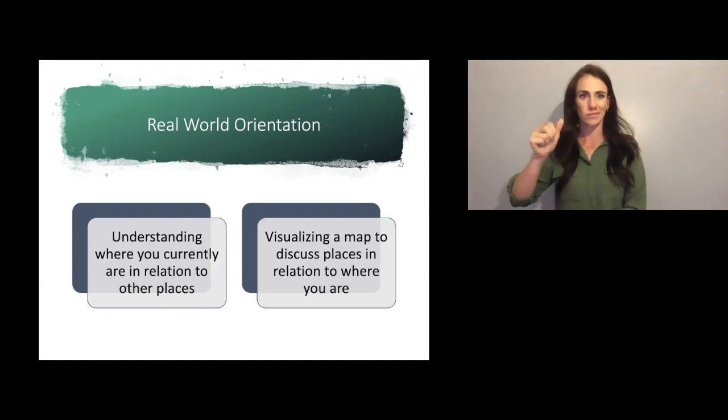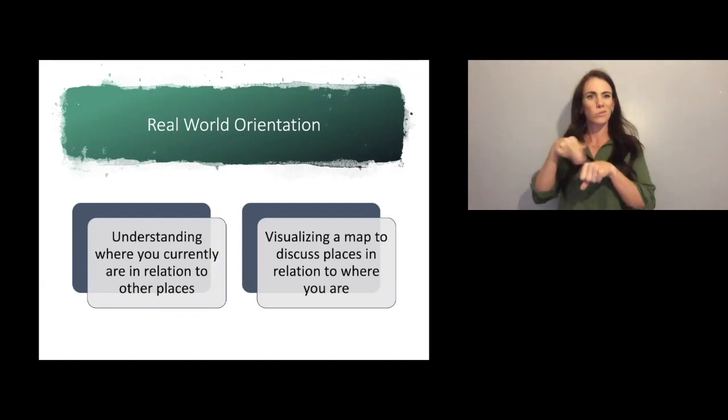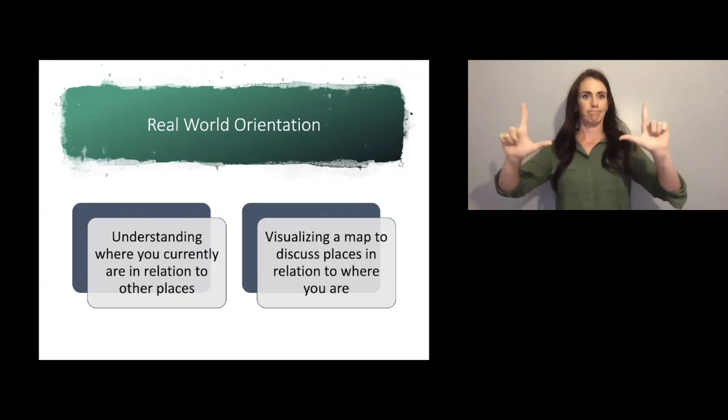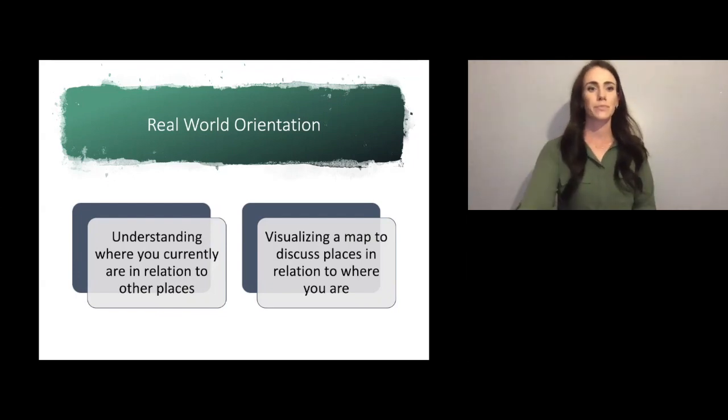So real world orientation is more Chandler's style because Chandler just wants a normal, regular, flat 2D map. Except we wouldn't have that map laid out on the ground. We would put it in front of us to be able to visualize.